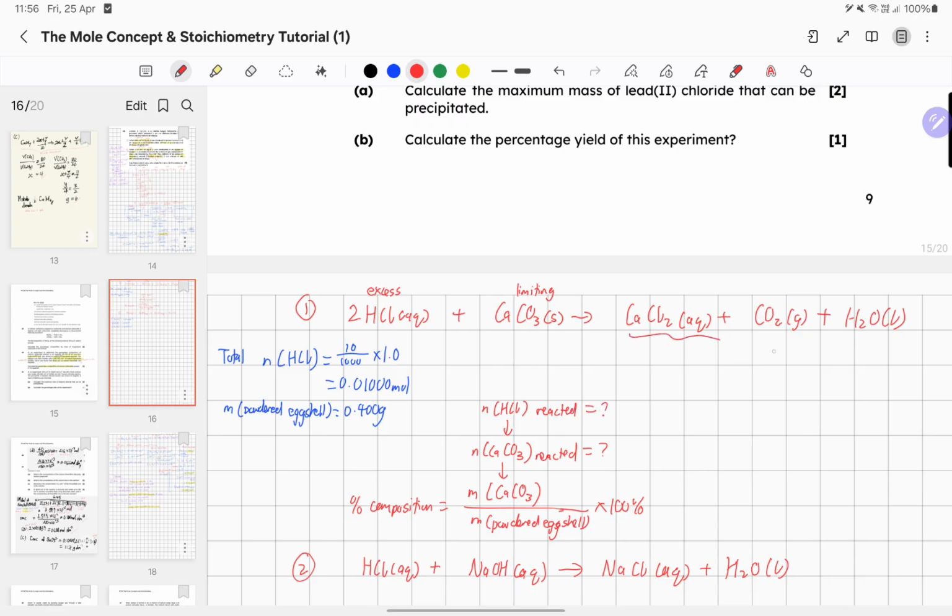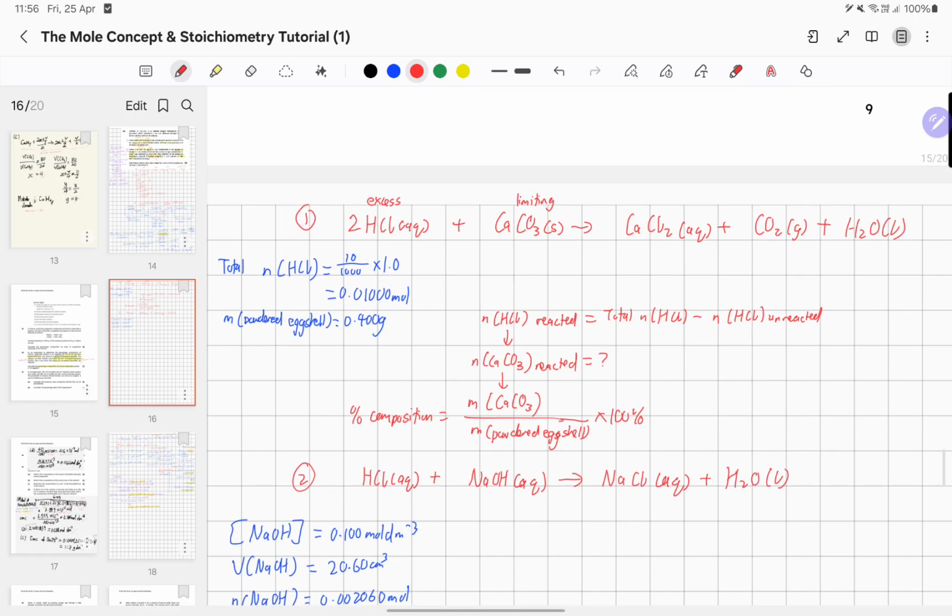Because if I want to find out the number of moles of these other things reacted, there's no relevant data to find out the number of moles of these other reactants over here. So I need to find out the number of moles of HCl reacted in reaction 1. Okay, but how do you find that? The thing is that you are given the total number of moles of HCl. So the only way to find out the number of moles of HCl reacted is to take the number of moles in total minus the number of moles unreacted.